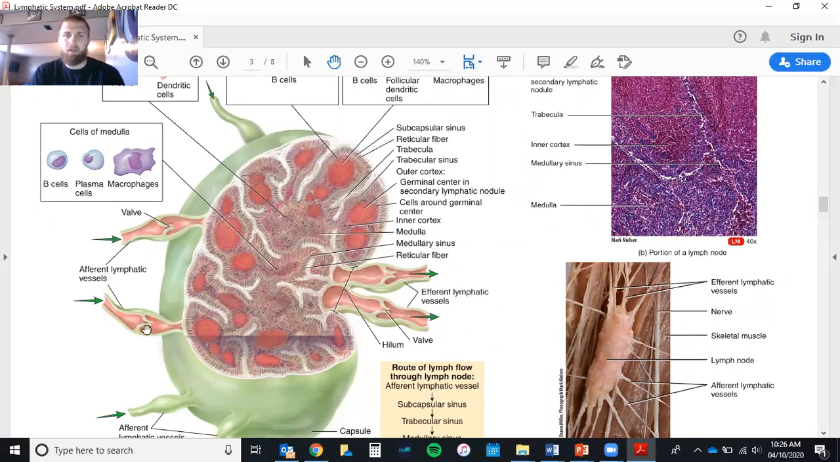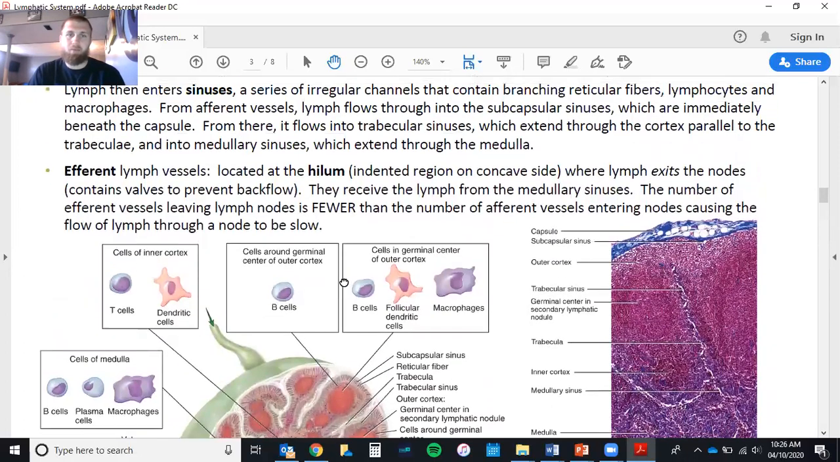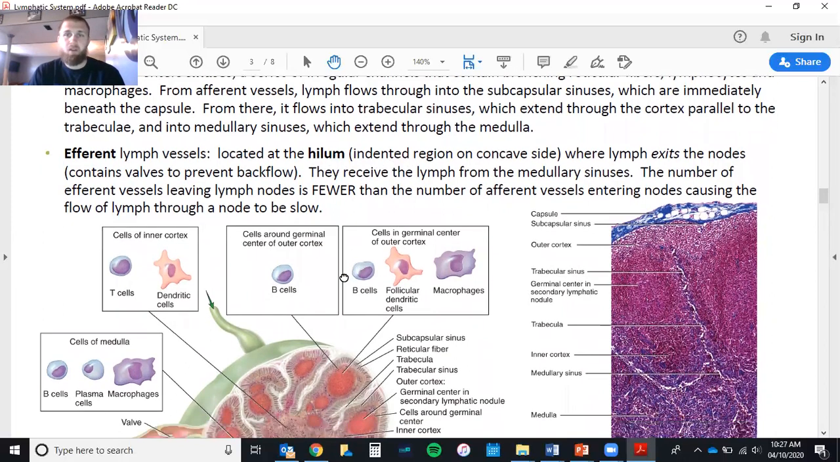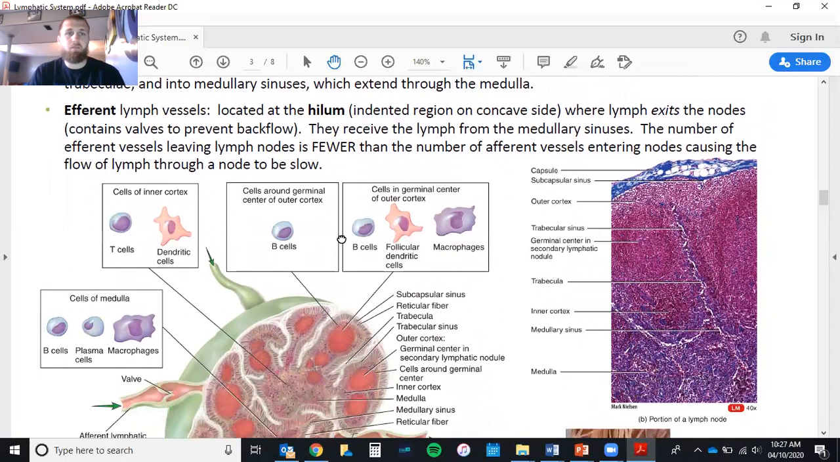They have valves just like the afferents. They're located at what's called the hilum of our lymph node. The hilum is just a term that refers to the indented region of an organ, in this case, our lymphatic vessels. We'll see a hilum on many organs in our next few weeks, like your lungs have a hilum, just the indented portion of your lungs. So this is where lymph exits the nodes, and they contain valves to prevent backflow.